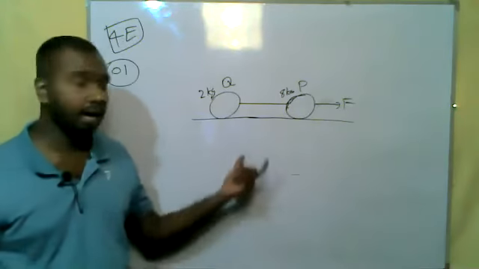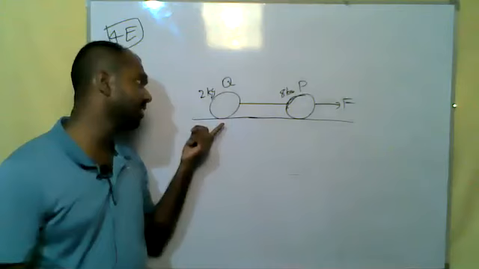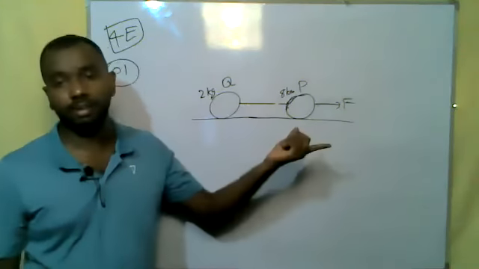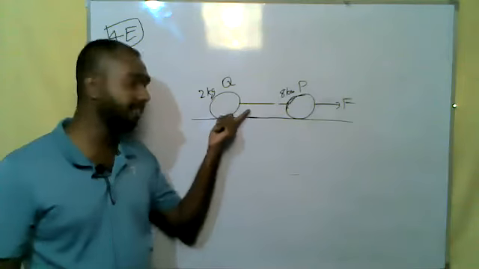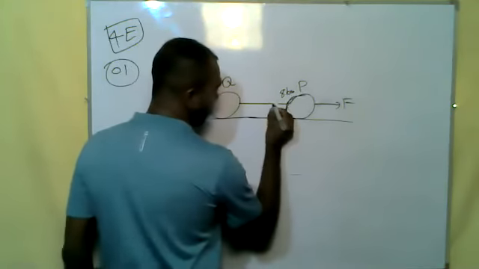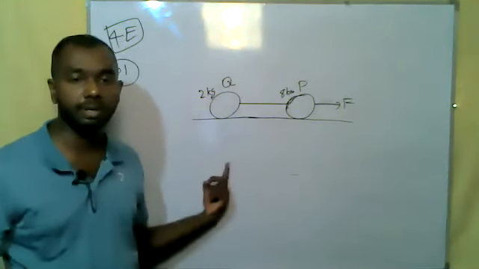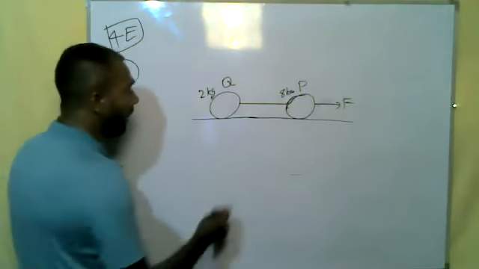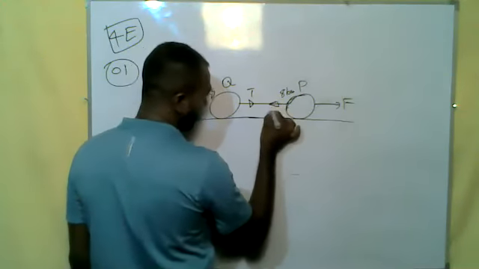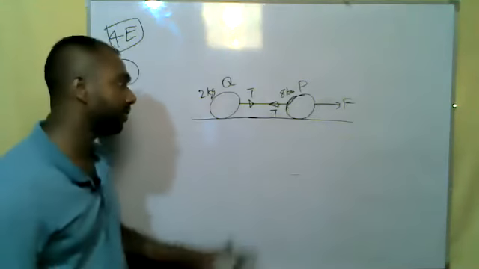And they say they are connected by a light inextensible string. What does it mean by light? The mass of this string you can neglect, because if it has a mass, then we have to apply other equations for the string. But for the moment, we don't need to consider the mass of the string. And inextensible, what does that mean? Because it is inextensible, we can put at these two ends that the tensions are the same. The tensions acting upon these two ends should be the same.